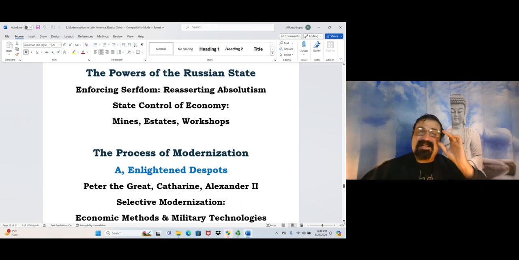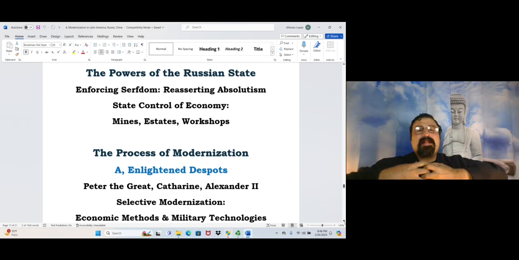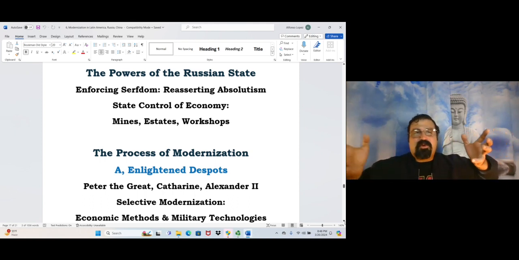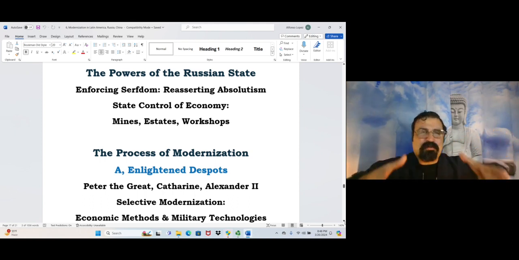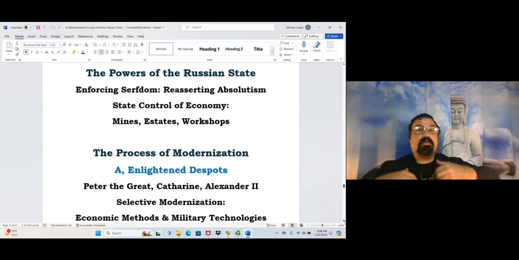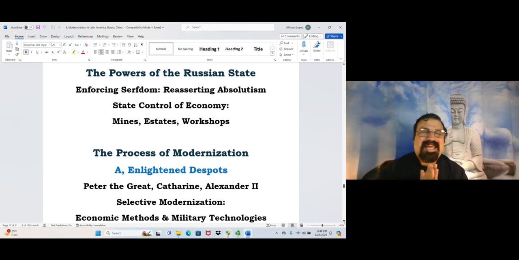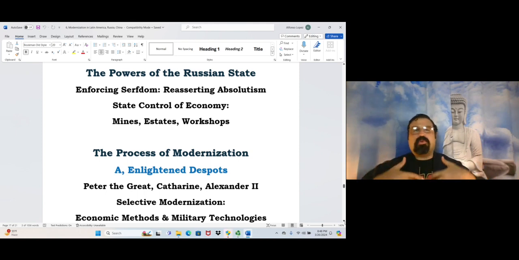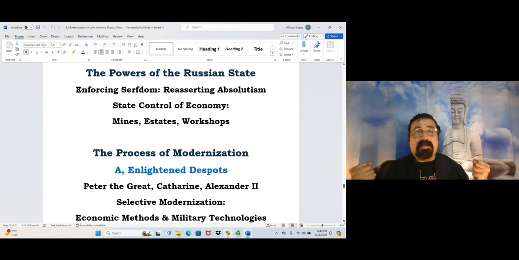For example, they believe that in order to push Russia forward economically, they needed to expand the powers of the state, okay? Trying to enforce serfdom, again, trying to keep people in those landed estates to be working in those commercial enterprises, growing grain for the market. And in that way, they were reasserting absolutism as well. They were indeed the protectors of the system, in other words. They were indeed in charge of the economy.